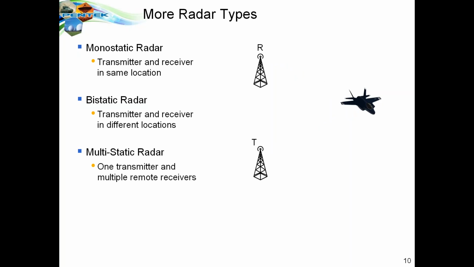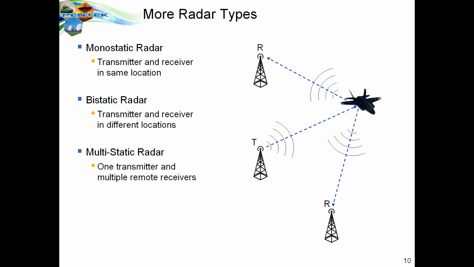In a multistatic radar, we have one transmitter and multiple remote receivers. So here we're picking up the return signal from two different antennas. Now, by using two antennas, we're not only able to get the distance to the target, but by triangulation, we can actually do the location of the target as well. And likewise, you can extend this to combinations where you might have the return signal going back to the transmit antenna.